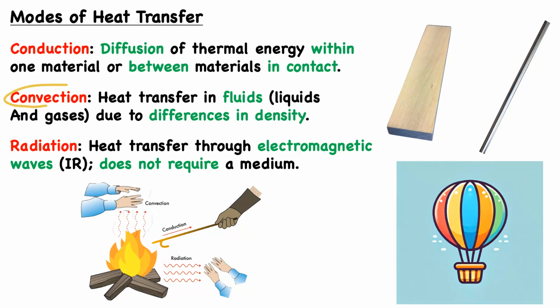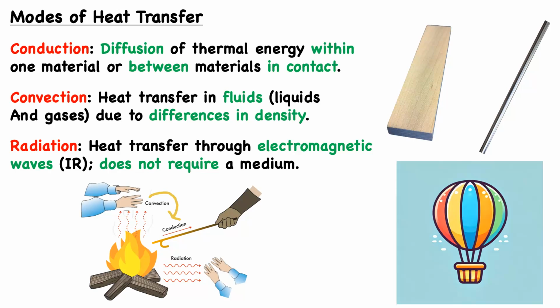Now then, the second mode we should talk about is convection. And in convection, heat transfers in fluids, so we're talking about liquids and gases, and it occurs due to differences in density. So again, we can refer to our campfire example, and we can see that we have convection. We have these hot gases, which are expanding in volume and therefore decreasing in density, begin to rise because they are less dense. But as they rise, they will begin to cool and become more dense. And that's why this is a cyclical process.